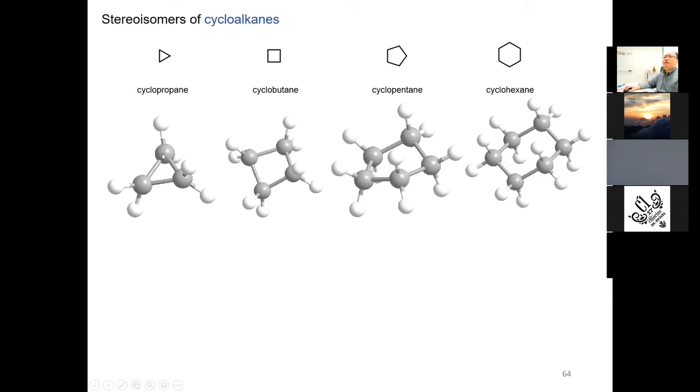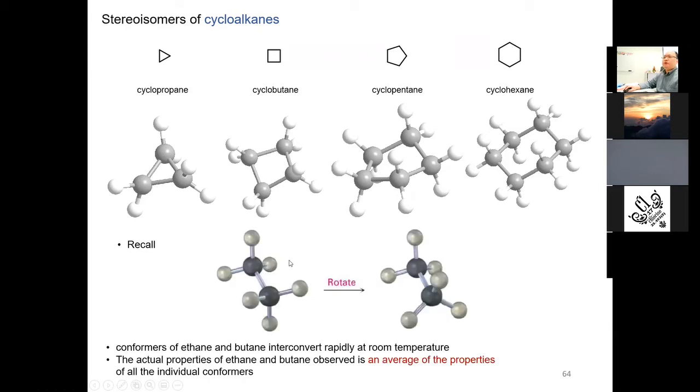The 3-member ring is like a triangle, right? And if you recall, in an acyclic system, that's what we call a linear system, the sigma bond can rotate, right? Because of the faster rotation, ethane and butane interconvert very rapidly. And the actual properties we observe for these linear molecules is an average of the properties of all their conformers, right? But in the ring system, it's quite different.